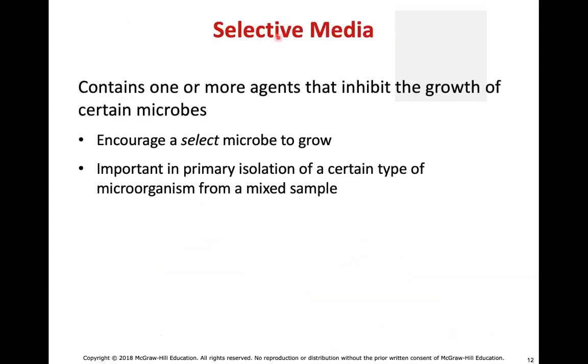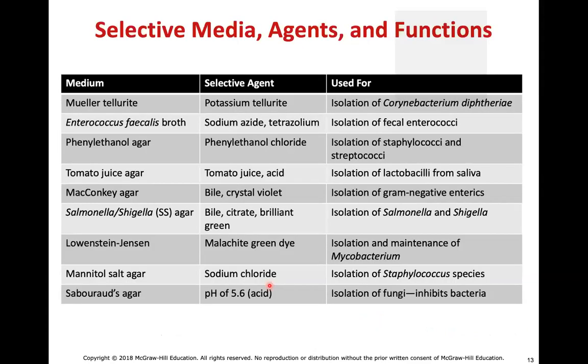Okay, so again, selective media contains one or more agents that will inhibit the growth of certain microbes and encourage a select microbe to grow. This is very important in primary isolation of certain types of microorganisms from a mixed sample. Here are some examples of some selective medias. You'll see some of these throughout the course. Here's that one example that I used earlier, which is mannitol salt agar.